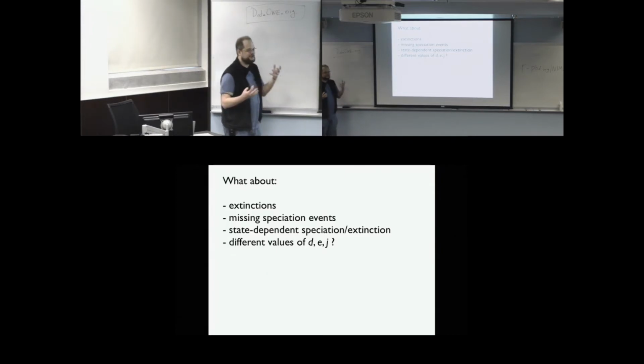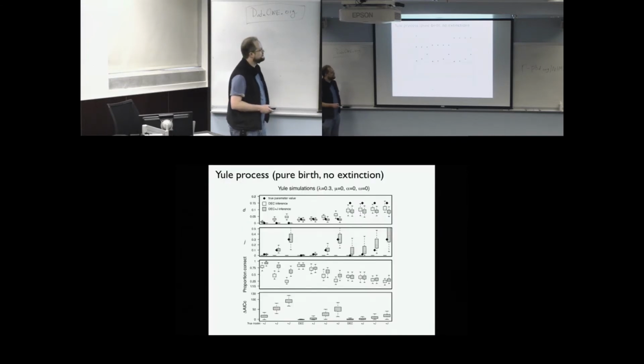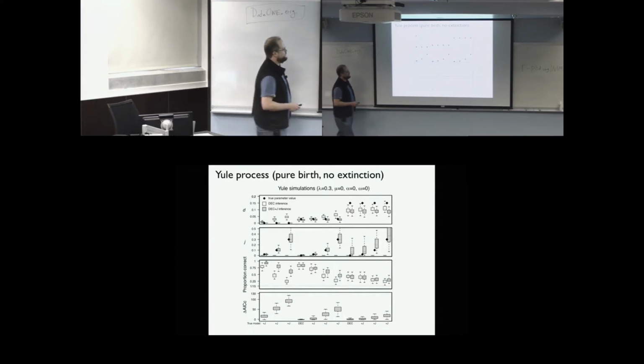The molecular phylogenies are missing species because things have gone extinct or weren't sampled. You could have state dependence in your speciation extinction process. So it could be that large islands have higher speciation rates and lower extinction rates than small islands, for example. And there's a lot of possible parameter combinations of these parameters. So I did simulations under all these different combinations. And here is the basic chart.